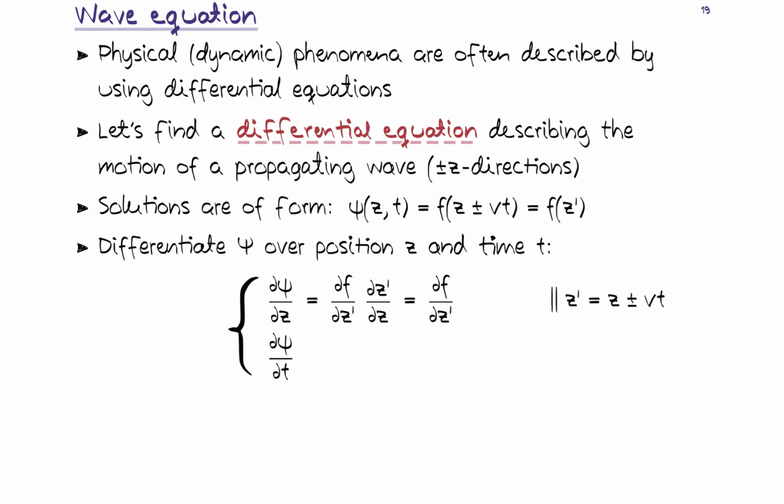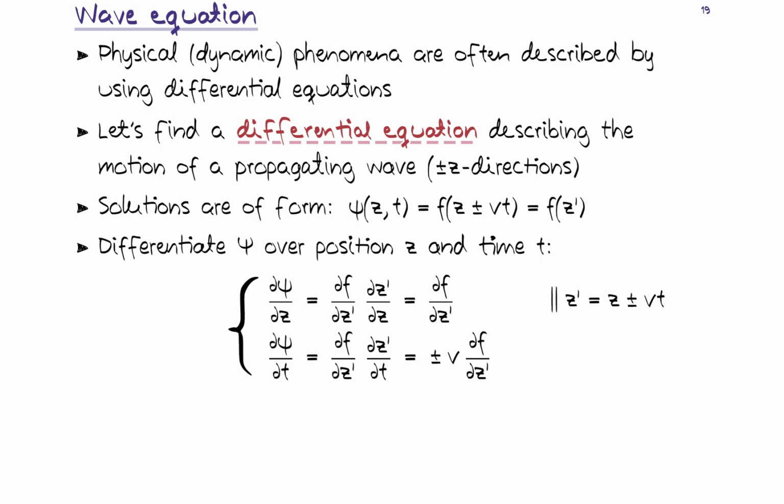So we calculate the partial derivative of psi with respect to time, and now we do the same thing, so that what we are left with is that now we want to calculate the partial derivative of z prime with respect to time. And now we have something else in here, because we have this multiplier plus minus v in front of time.